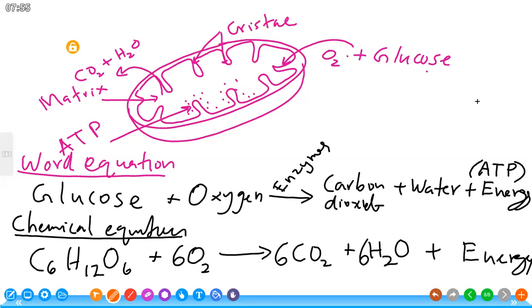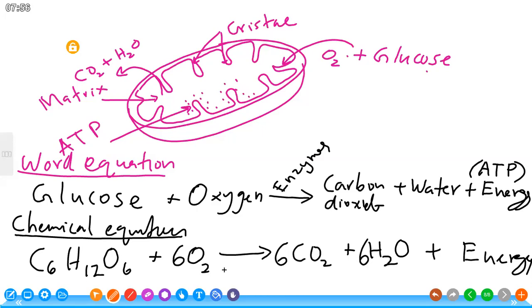Then the third question. In which form is the energy produced during respiration stored? Yes, somebody tell me. In which form is the energy produced during respiration stored? As what? ATP. Adenosine triphosphate, ATP, chemical energy.